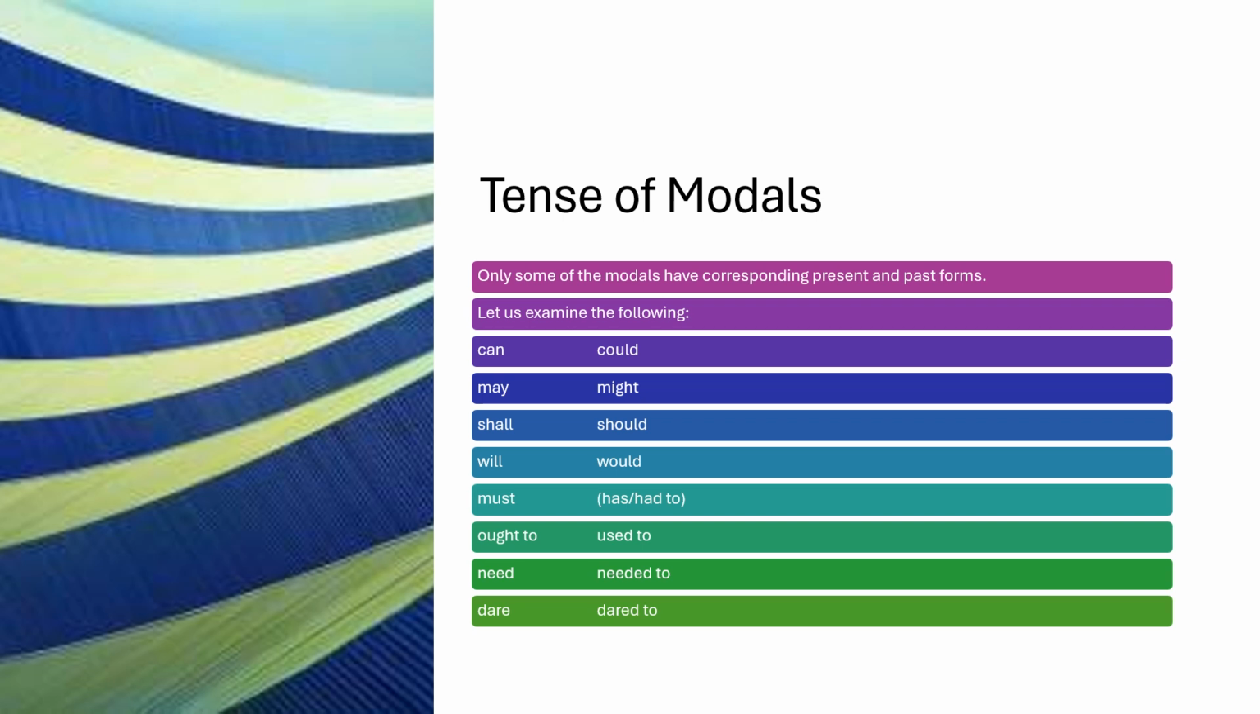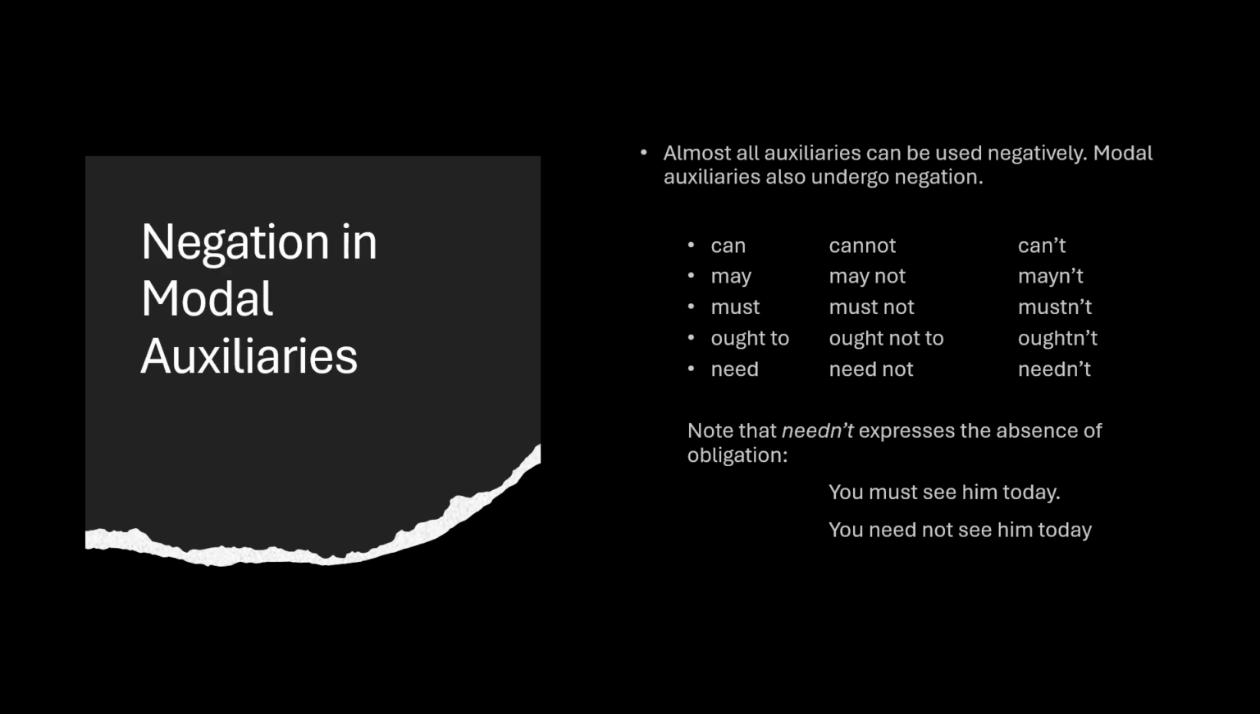Then you have must and has or had to. I should have also added have to. Then you have ought to, used to, then you have need to, then dare to. So these are some of the examples you could see.